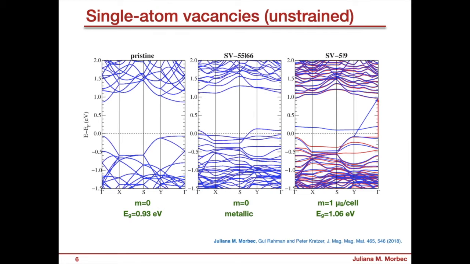The middle panel here is the symmetric configuration with a single vacancy. It's metallic, you have bands crossing the Fermi level, and it's non-magnetic. And on the right hand side you have the asymmetric configuration, that's the most favorable one when you are creating a single vacancy. And you have a magnetic moment of 1 millibor per cell and a band gap of the spin-up channel of slightly above 1 electron volt.